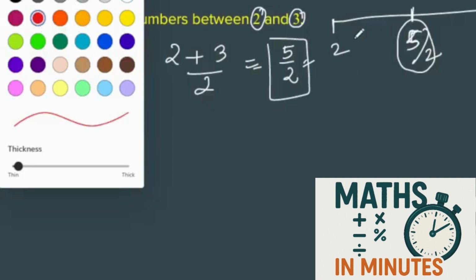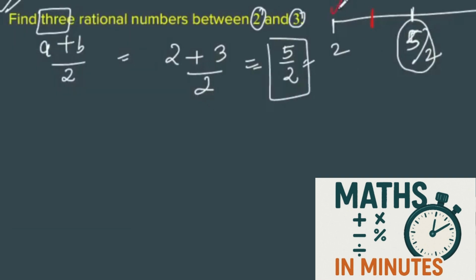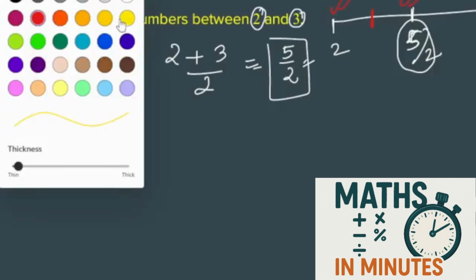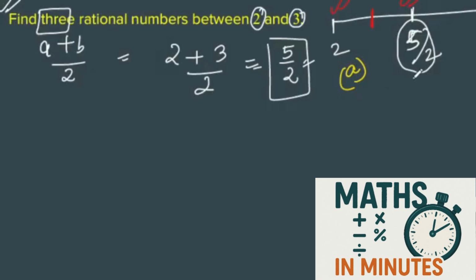Now what you will do is find a rational number between 2 and 5/2. Now this is your A, this is your B, right? Because you already found a rational number. आपने पहले ही निकाल लिया 2 और 3 के बीच का रैशनल नंबर 5/2. अभी आपको और निकालने हैं, तो आप क्या करोगे, अब आप इसको A मान लोगे, इसको B मान लोगे, right?